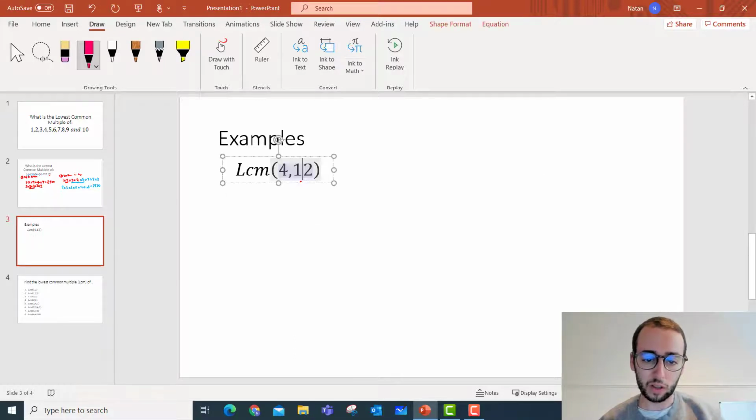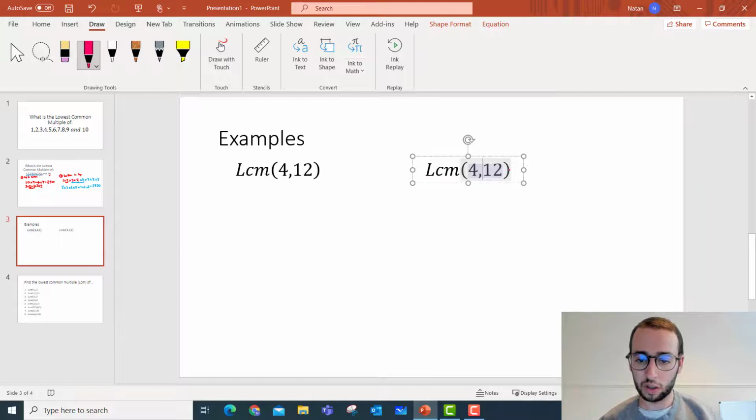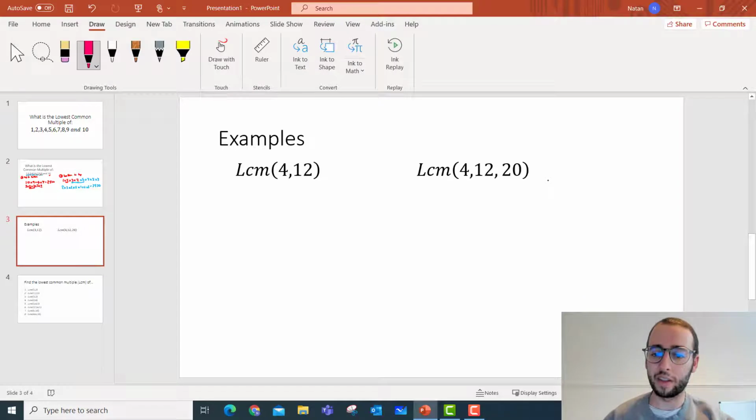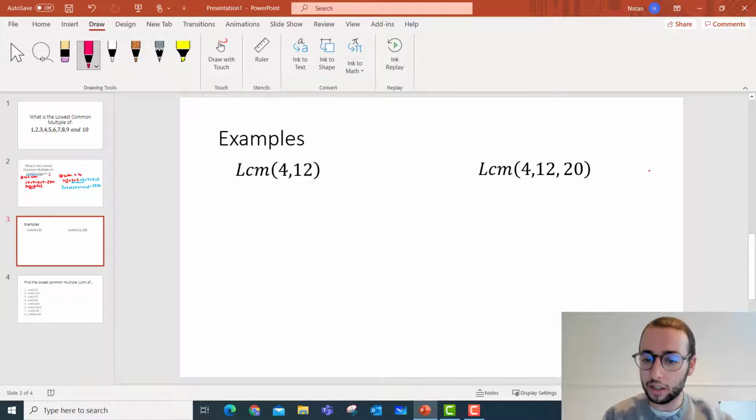We also might want one with 3, 4, 12, and 20. Now, for this one, we've already done 4 and 12, so we can actually start with that. But if we start with the 20, we know that 20, and you can do product of prime factors here, which is a nice skill you can practice, 20 is 2 times 2 times 5.